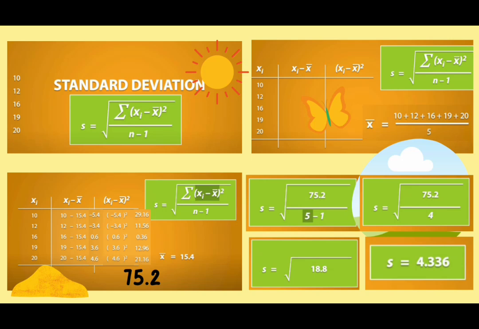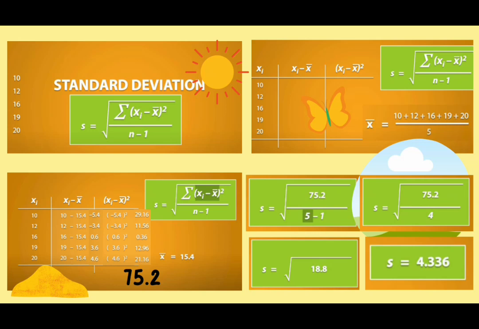And so on. And then, the next column is x minus the mean, squared. So, negative 5.4 squared is 29.16. Negative 3.4 squared is 11.56. And so on. I-add lang natin yon kasi kailangan ng summation, 75.2. We will get now the numerator.